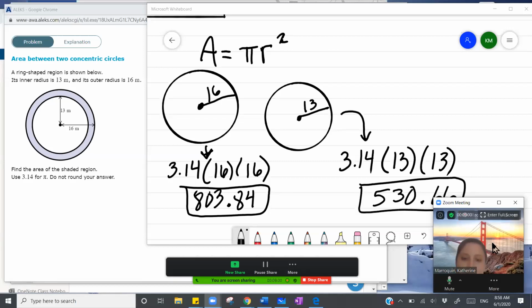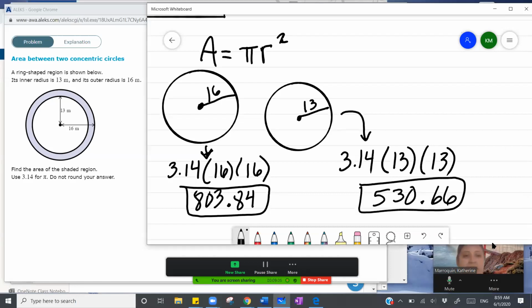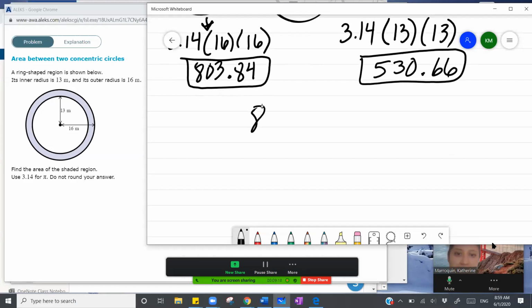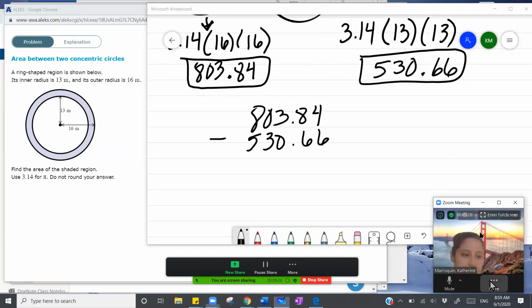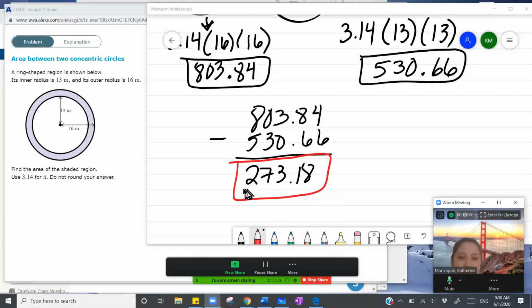Okay, so I went ahead and did that. I got 803.84 for the larger circle and 530.66 for the smaller circle. Since we just want to find the area of the shaded region, which is basically the bigger circle minus the smaller circle, we're going to subtract both of those, okay? So we're going to do 803.84 minus 530.66. And so my final answer is 273.18. So that should be the area of just the shaded region.